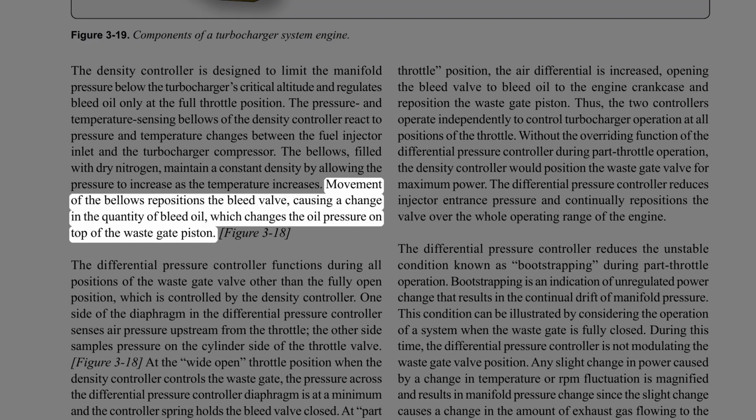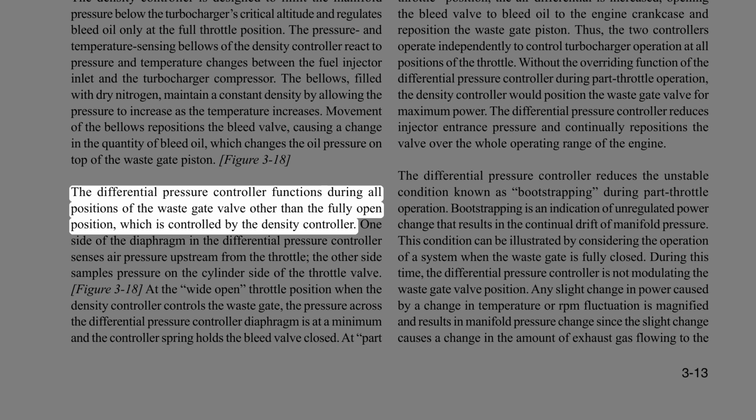Movement of the bellows repositions the bleed valve, causing a change in the quantity of bleed oil, which changes the oil pressure on top of the wastegate piston. The differential pressure controller functions during all positions of the wastegate valve other than the fully open position, which is controlled by the density controller.